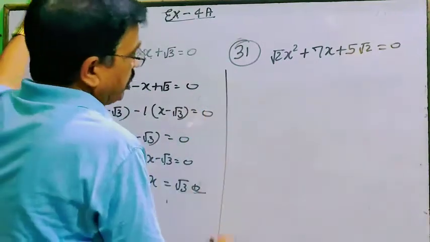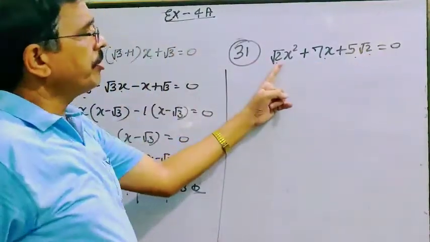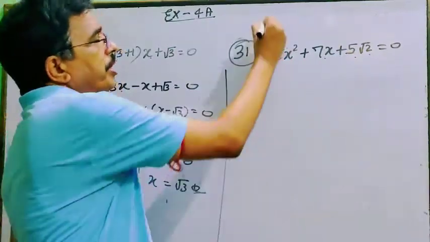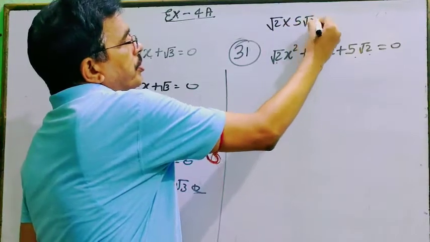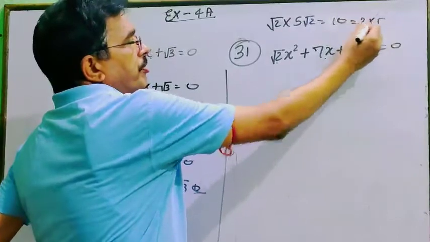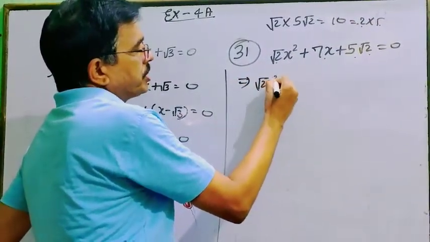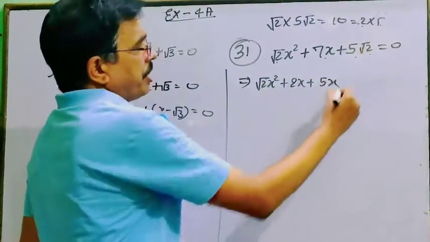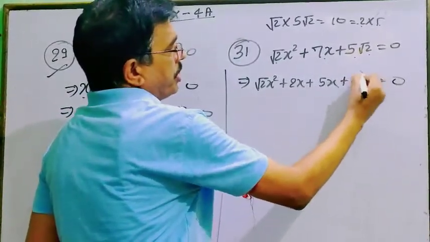Similarly, next here, that is root 2x square plus 7x plus 5 root 2. Here root 2 and here 5 root 2. So 5 root 2 into root 2, what do you get? You write here root 2 into 5 root 2, that is 10. That is 2 into 5, 10, and 2 plus 5 is 7x. So dear student, you write here root 2x square plus 2x and plus 5x and plus 5 root 2 is equal to 0.